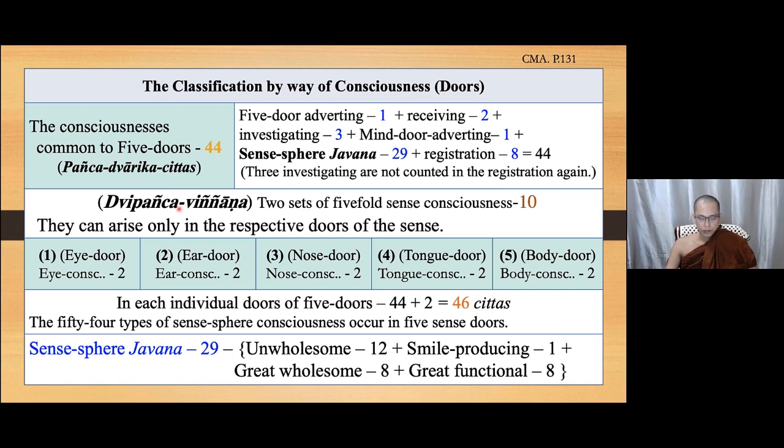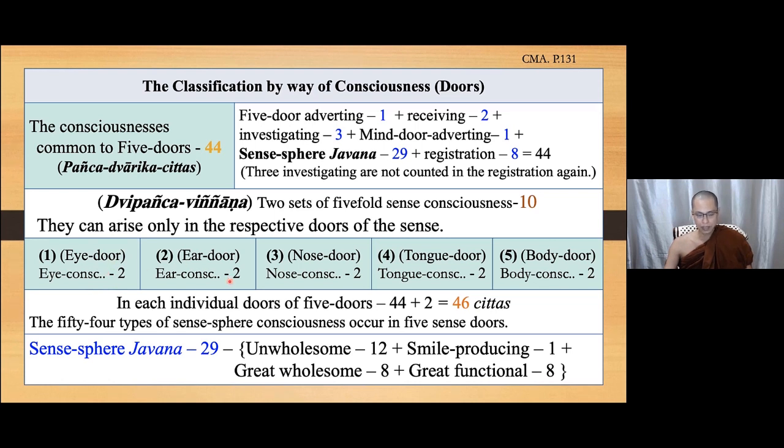Then another group of Dvipanja Vijnana. So, in the Chitta classification, the Dvipanja Vijnana, including the rootless consciousness, is quite complicated. In every case, we classify the consciousness. So here, Dvipanja Vijnanas arise only in the respective doors of the sense. So the eye door, respective doors. That's why through the eye door, only the 2 eye consciousnesses can arise.